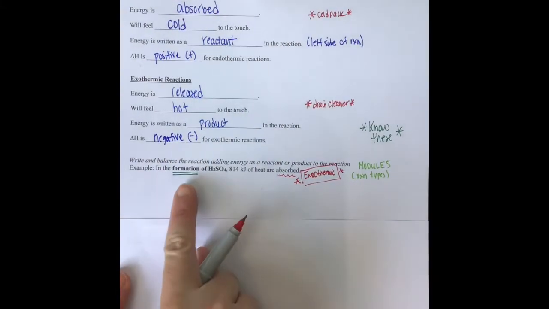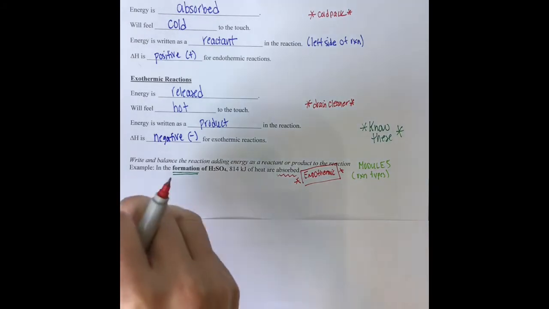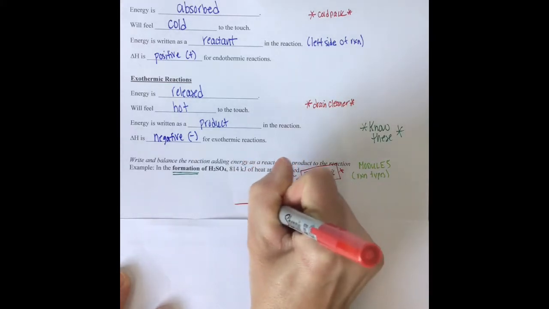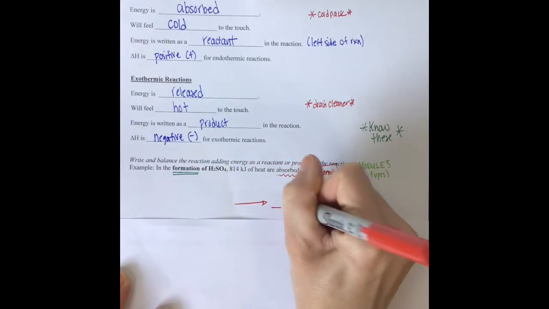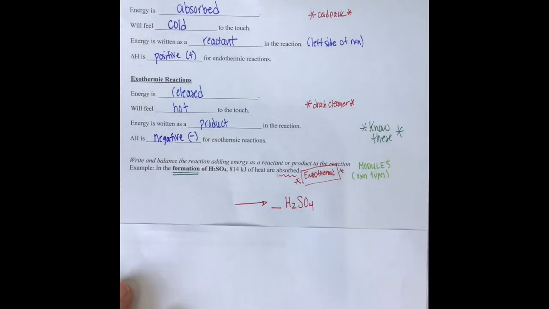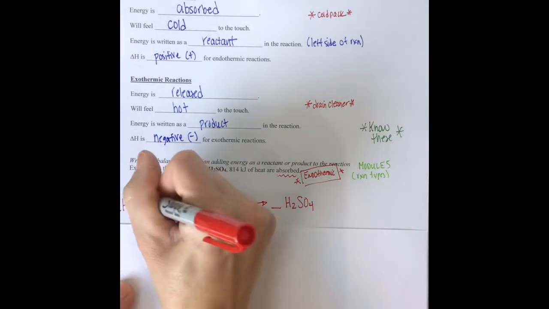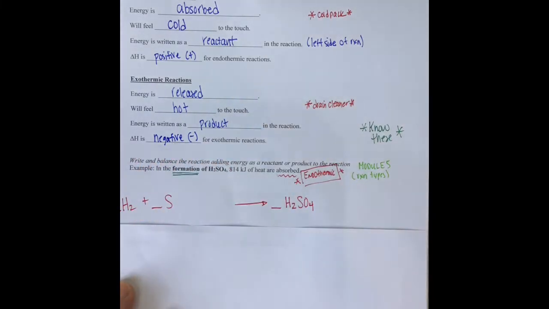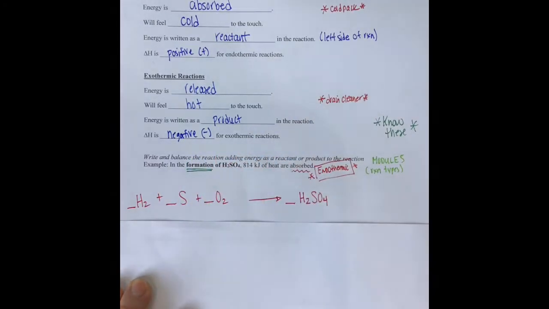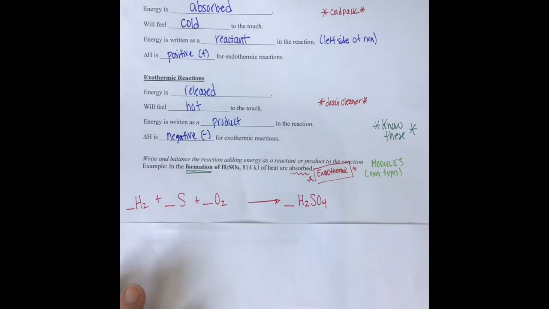We need to do the formation of H2SO4, and formation means that we have all of the individual elements coming together to form H2SO4. So we know we have hydrogen plus some sulfur plus some oxygen, and they're going to come together to form H2SO4.